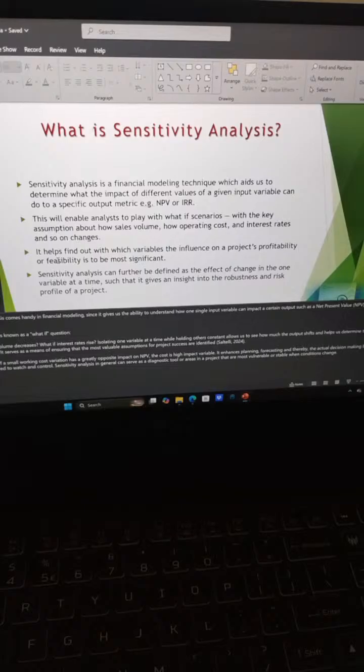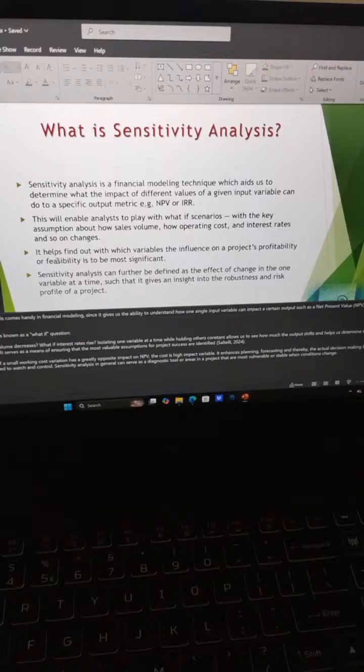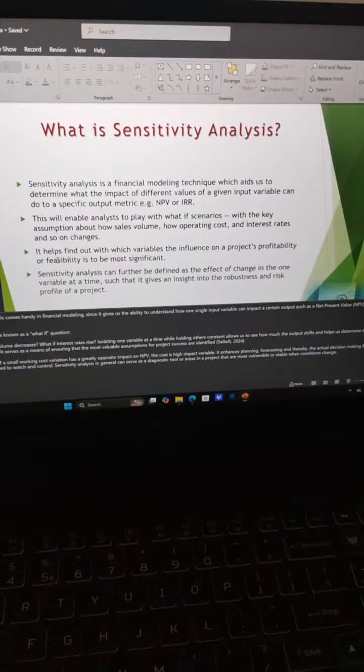It's basically asking the question of what if. What if sales volumes decrease? What if interest rates rise? Isolating one variable at a time while holding others constant allows us to see how much output shifts and helps us determine the risk and robustness of the project. It serves as a means of ensuring that the most valuable assumptions of project success are identified. Next slide.